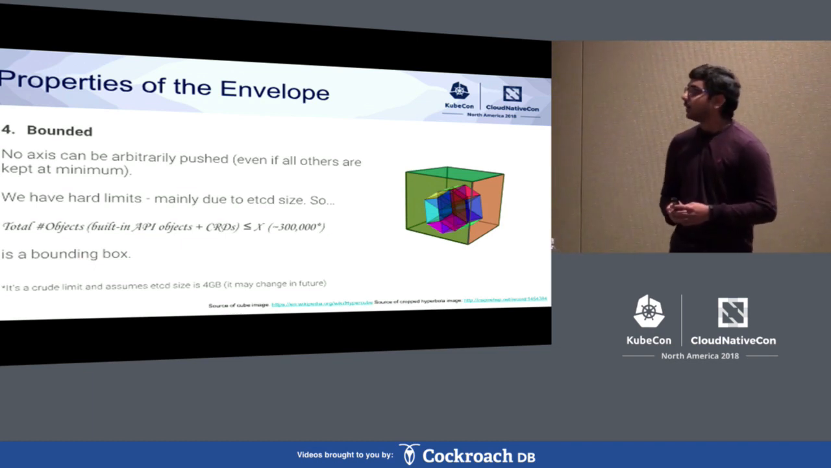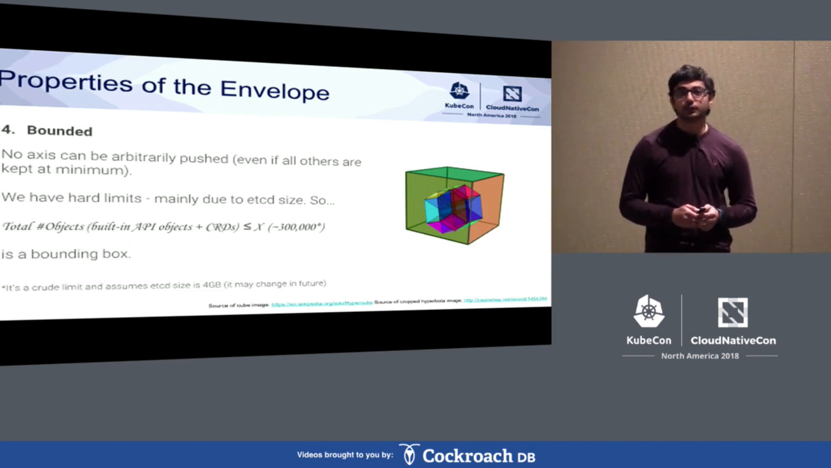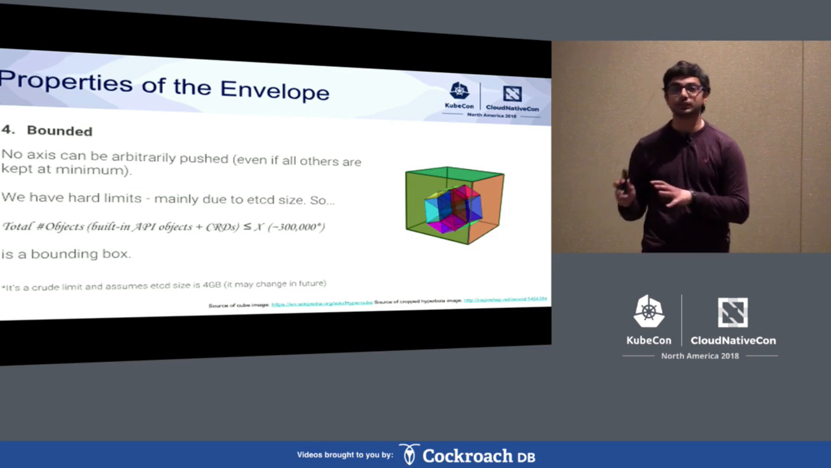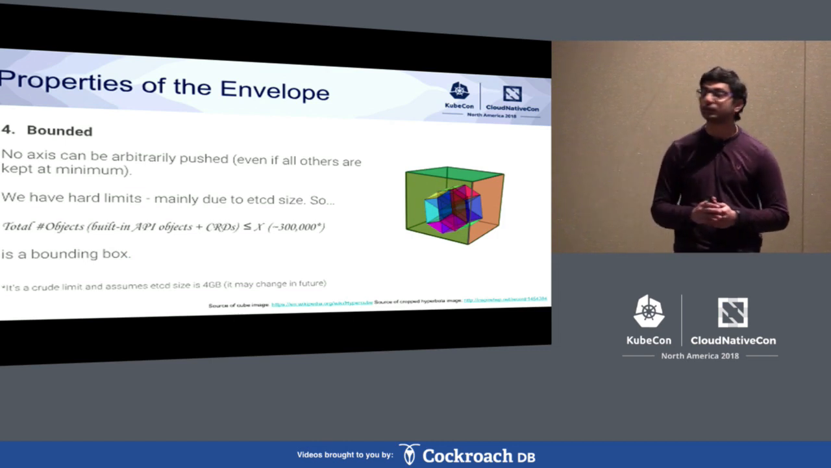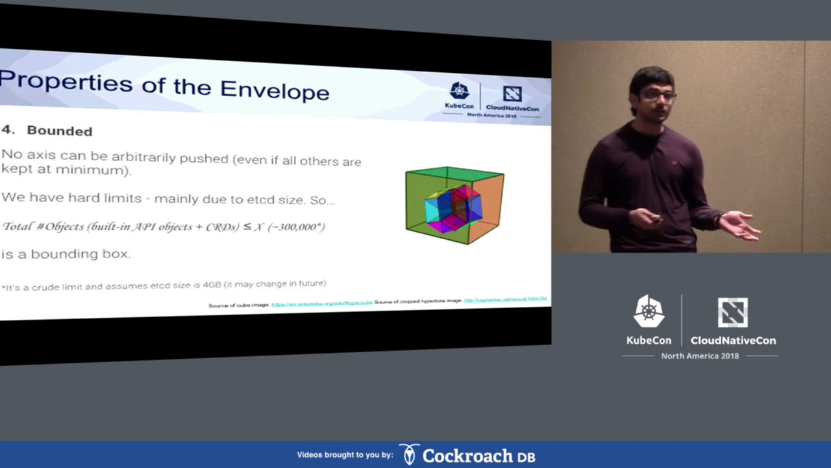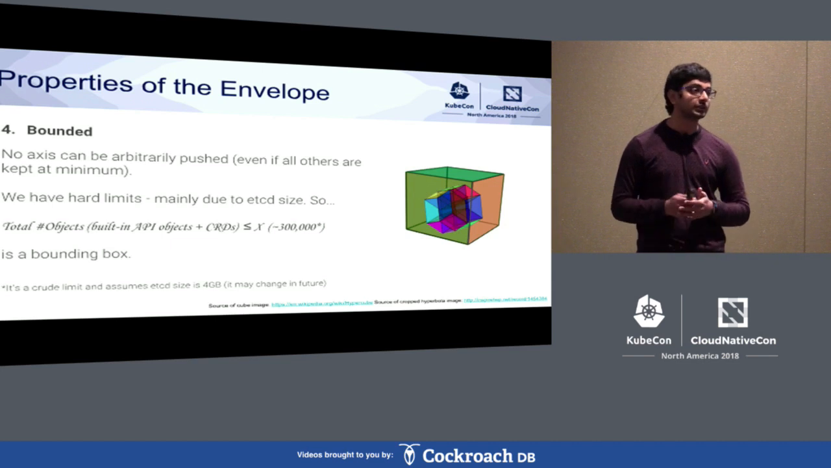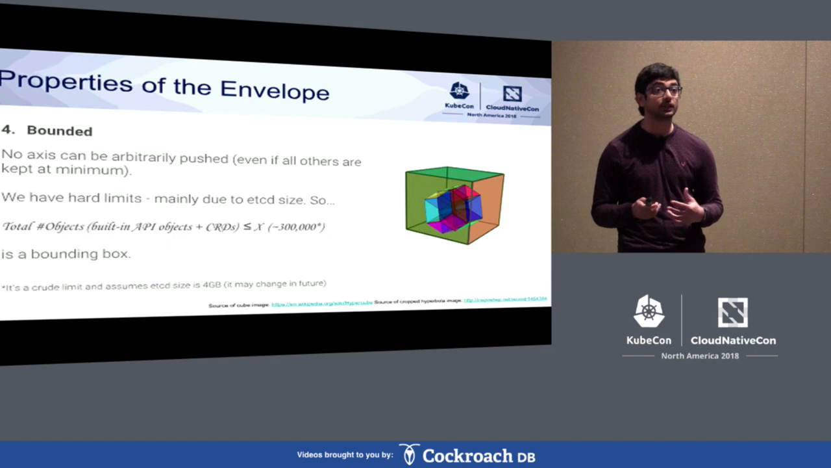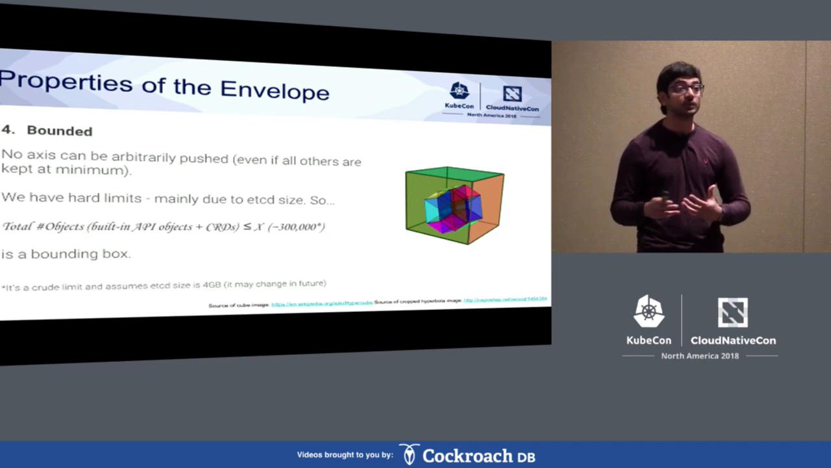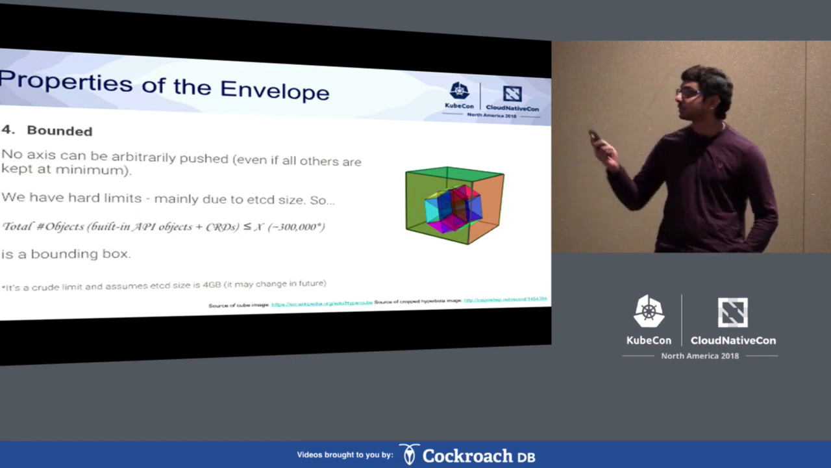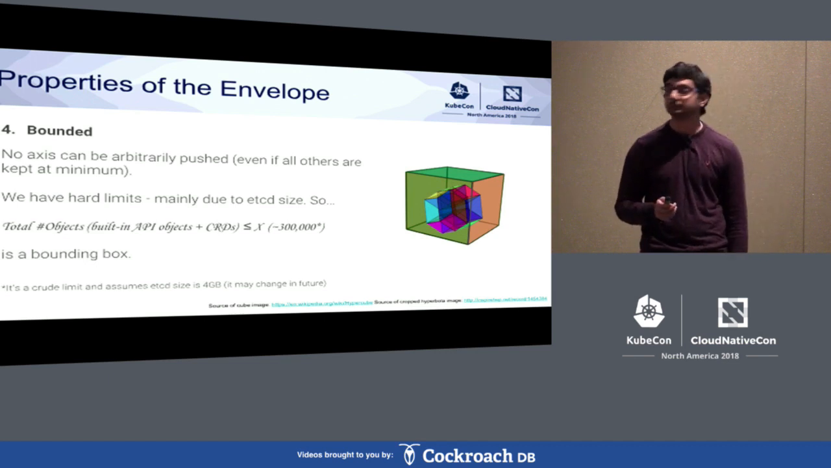So we came up with this really crude estimate for the number of objects that can be in etcd, assuming the size of etcd is 4 GB, and that estimate is 300,000 objects, which includes both your built-in API objects and CRDs. But it's a really crude estimate, and the reason I say that is that it does not account for factors like the sizes of these objects and also how many revisions of these objects exist, which can significantly affect your etcd space usage. But you can use this as a simplistic idea.